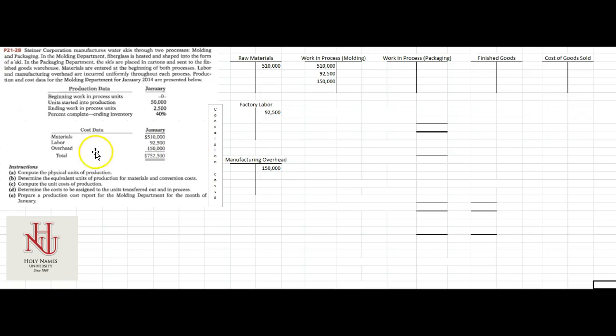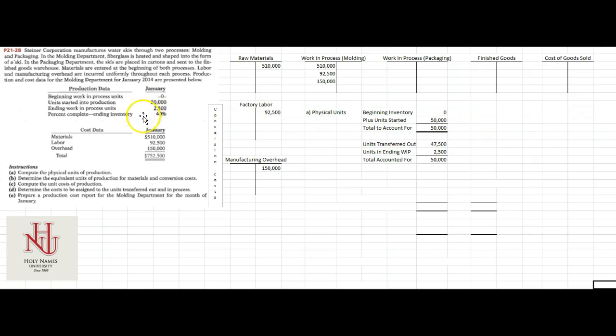The first thing it asks us to do is to compute the physical units of production. So before we even talk about dollars, we've got to get our brains around how many units were in beginning inventory, how many got added, and how many moved on. So you just have to use a little common sense. In this example, there were 0 units in beginning inventory. They gave us 50,000 new units to work on, and that means we have 50,000 units to account for.